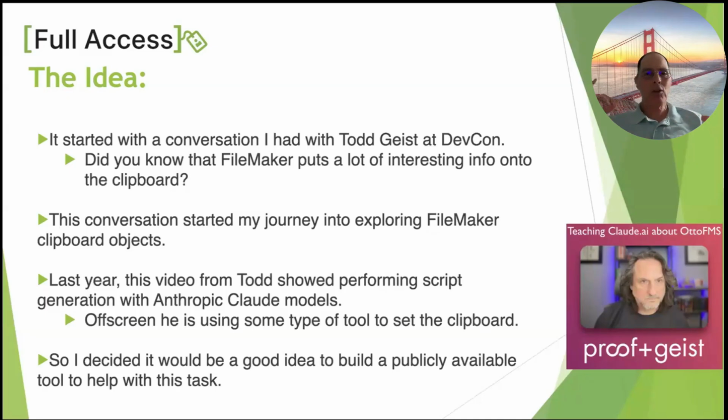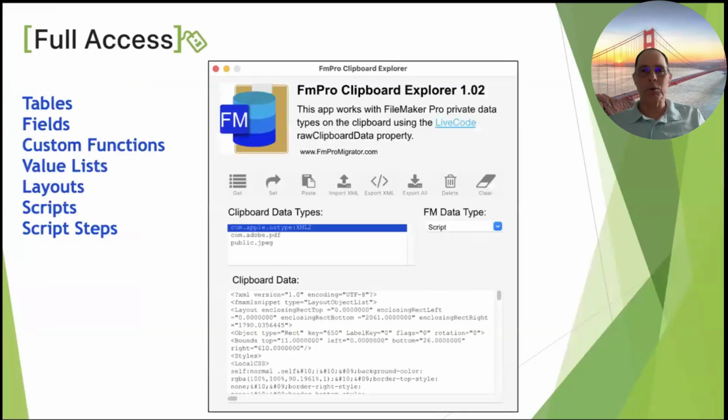So basically, how this all started is quite a while ago, I had a conversation with Todd Geist at DevCon. He said, "Hey, did you know that FileMaker puts a lot of neat info onto the clipboard?" So that's when I started exploring this. Last year, Todd showed a video where he was generating scripts with Anthropic, and then he went off screen. He somehow put the script onto the clipboard and then pasted it into FileMaker. So I thought, okay, I'm not quite sure how Todd's doing that. I can write a tool that will do that, and that is this particular tool.